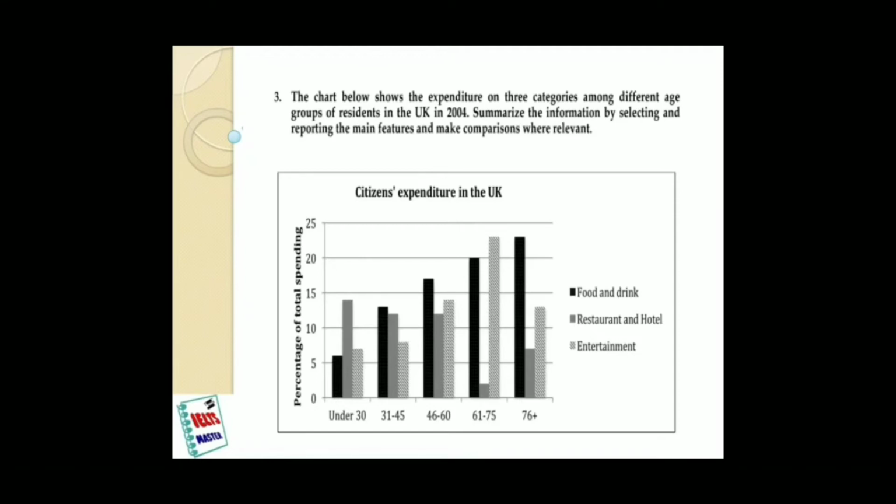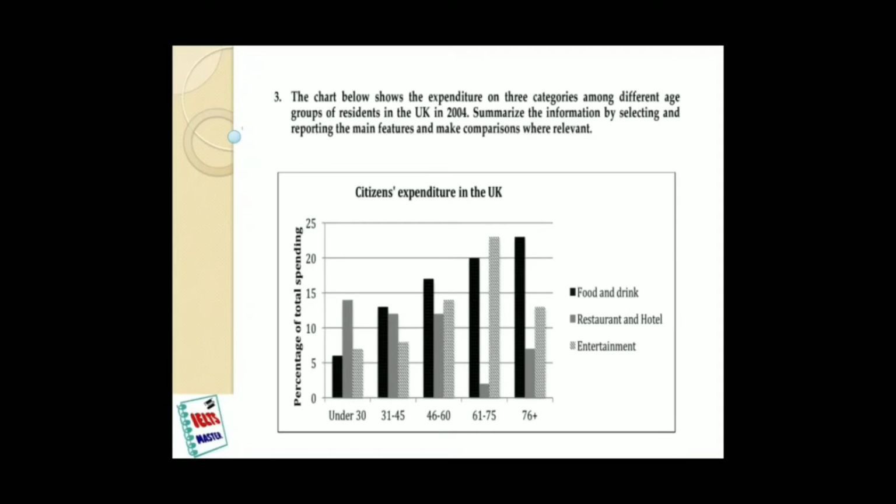So we can see in the graph that at the top you can see citizens' expenditure in the UK, and then on the left-hand side, percentage of total spending. At the bottom you can see the age groups, which are under 30, 31 to 45, 46 to 60, 61 to 75, and above 76. And in the legend, that is the shading of the graph, I would say, you can see the dark shading is food and drink. The one that is grayish is restaurant and hotel. And the lighter one is entertainment.